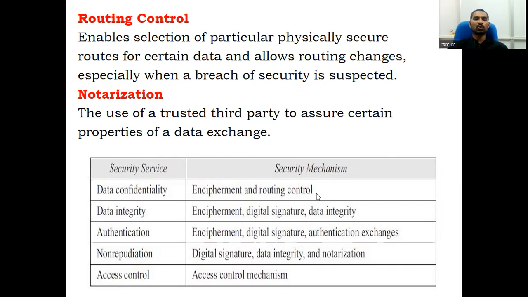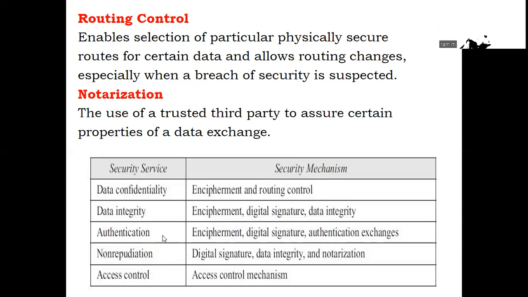The mechanisms I can use are what? Encipherment and routing control. If I want to provide the security service of data integrity, the mechanisms I can use are encipherment, digital signature, and data integrity. If I want to provide the security service of authentication to an organization, I can use encipherment, digital signature, and authentication exchange. But remember, we can use either all these 3 or at least one.